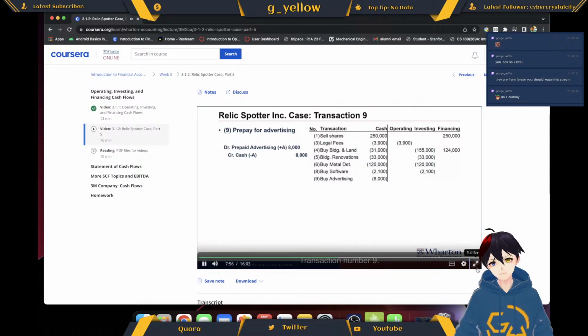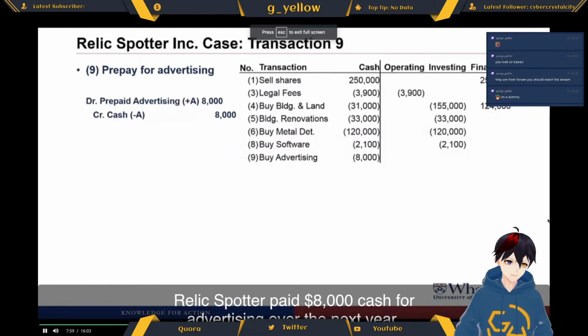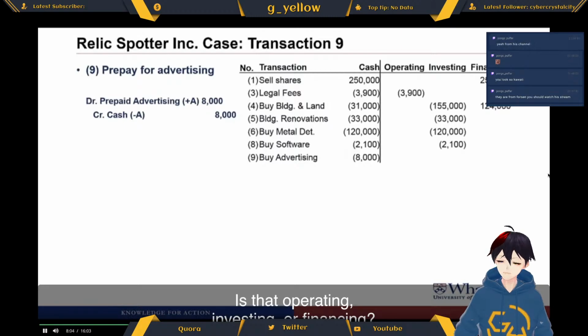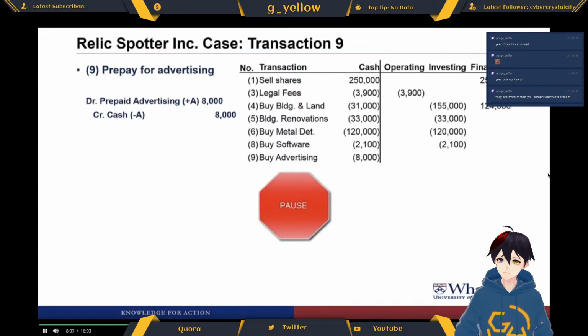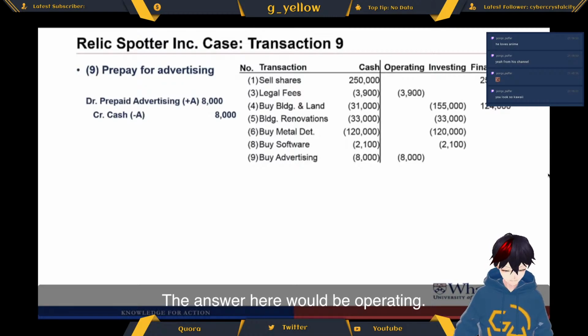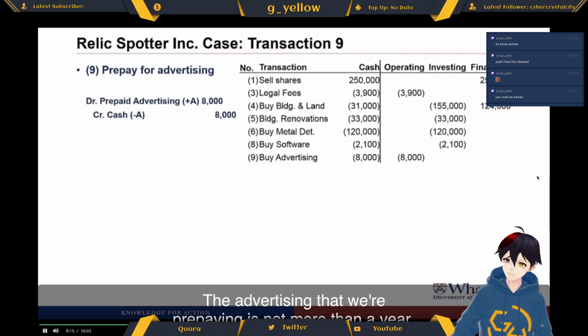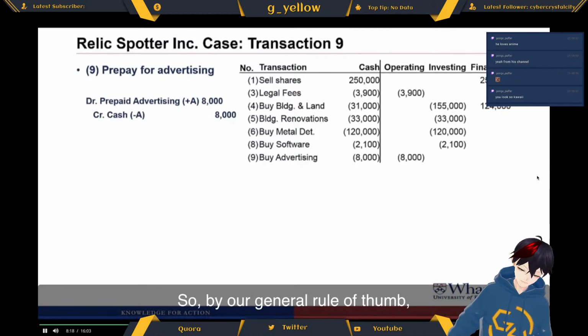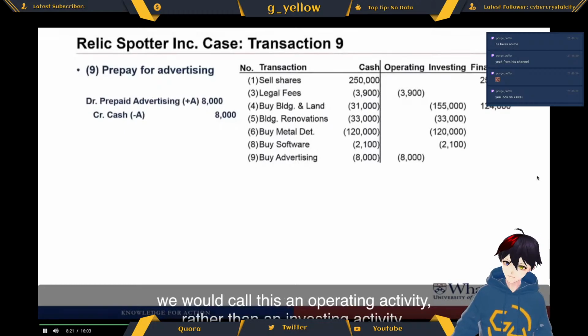Transaction number 9. Relic Spotter paid $8,000 cash for advertising over the next year. Is that operating, investing, or financing? The answer here would be operating. The advertising that we're prepaying is not more than a year. So by our general rule of thumb, we would call this an operating activity rather than an investing activity.